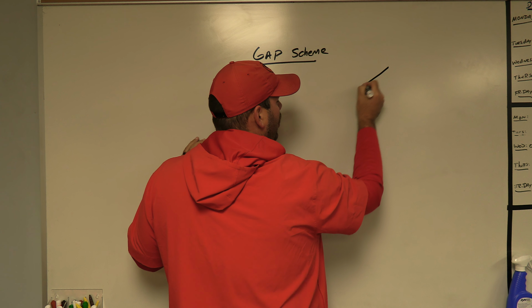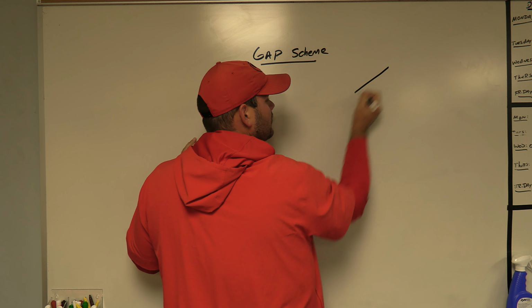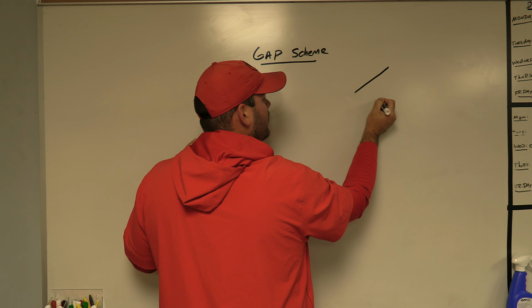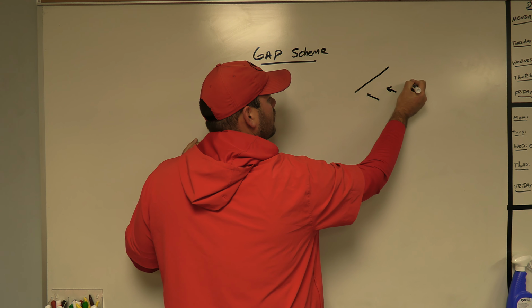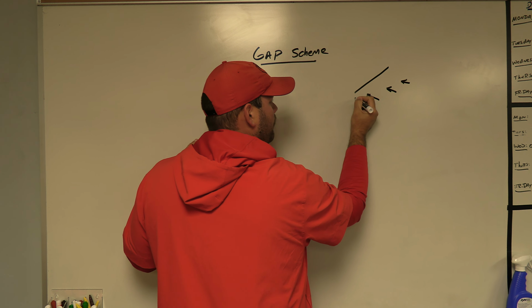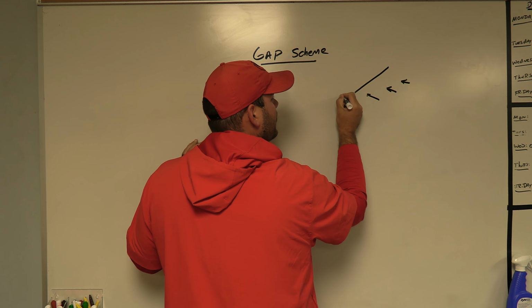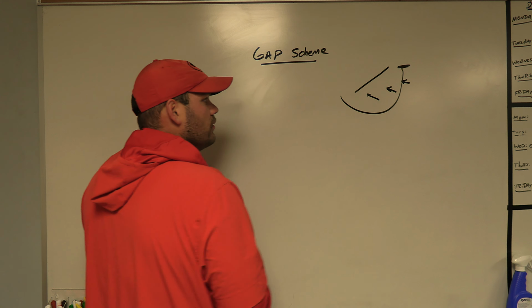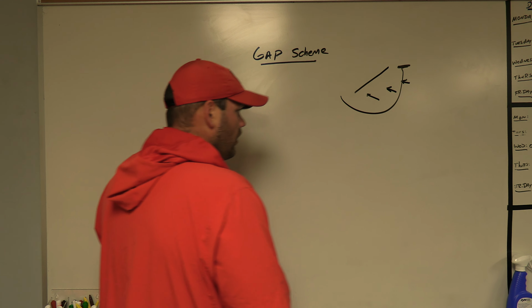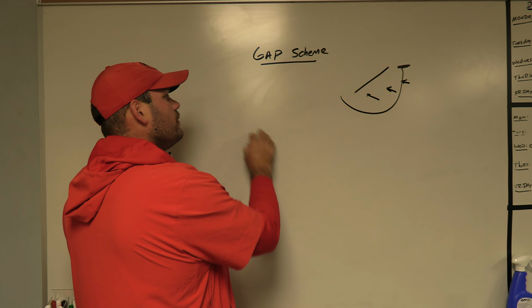I'm creating a wall backside like this, and all my pressure is going there. And I'm pulling front side with the backside guy, and we are inserting off the back of those arrows as they go down. So that's the best way I can describe a gap scheme run play.